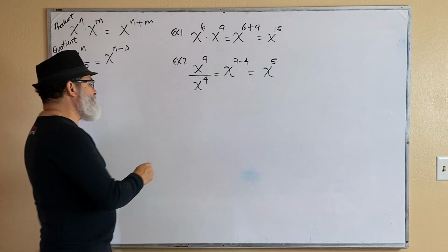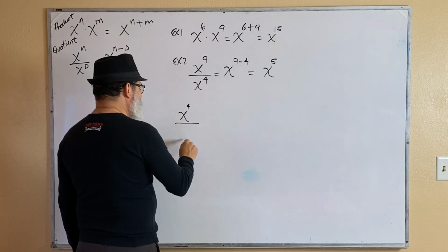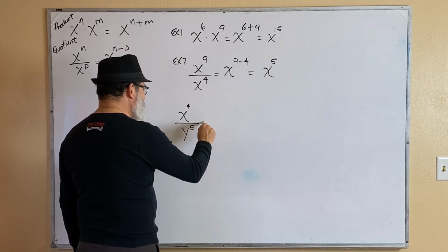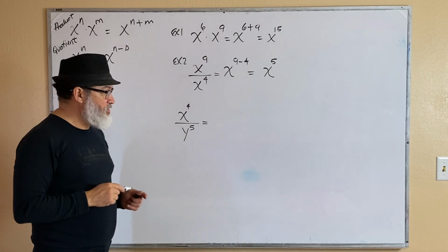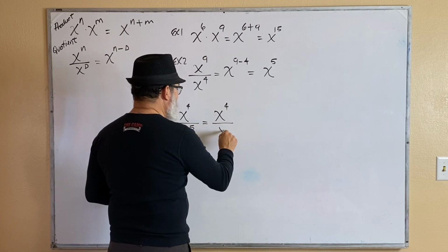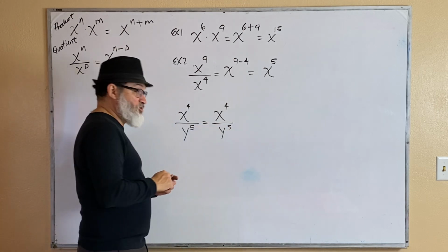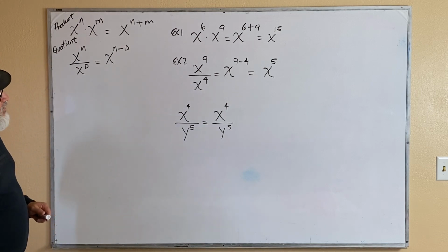Now, we can only apply these rules when we have the same base. If we have different bases, for example, x to the 4th divided by y to the 5th, you cannot apply the rule. This stays the same: x to the 4th divided by y to the 5th. There's nothing you can do.